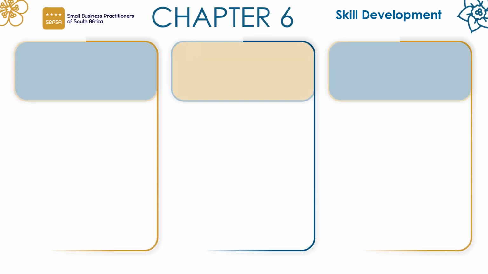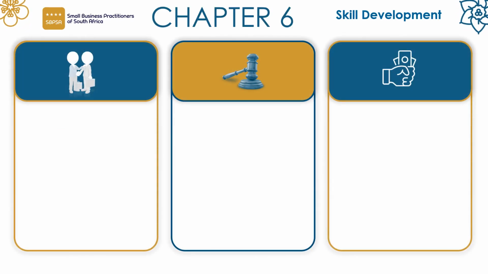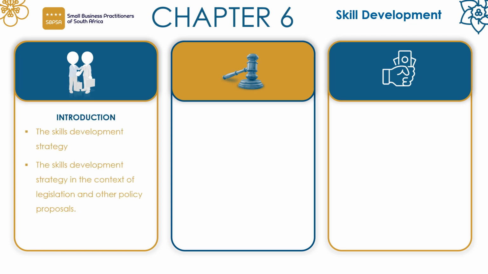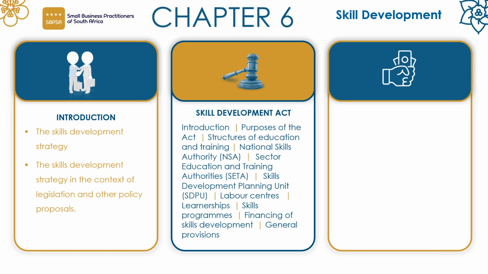Now to Chapter 6, a chapter that covers skills development. Here we give you a brief introduction to the concept of skills development within labor law. We then move on to touch on the Skills Development Act, where we further explore by first introducing the Act to you. We continue to explore the purposes of the Act, structures of education and training, National Skills Authority, NSA, Sector Education and Training Authorities, SETA, Skills Development Planning Unit, SDPU, labor centers, learnerships, skills programs, financing of skills development, general provisions.